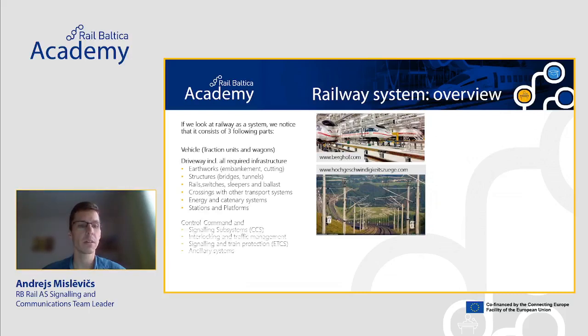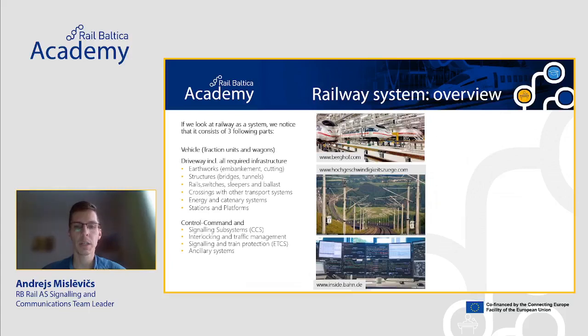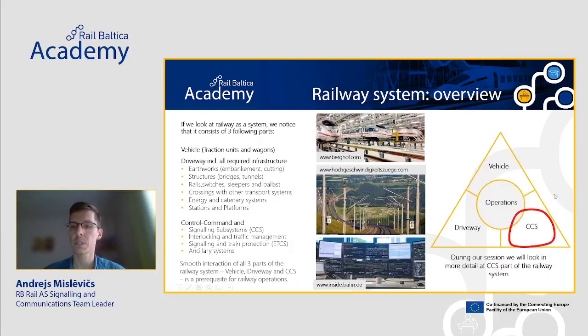And the third part is the control command and signaling, which we will discuss today in very detail. And this consists of interlocking and traffic management, signaling and train protection, and supporting systems. It is important that all these three parts are interacting: vehicle, driveway, and CCS, and these are a prerequisite for railway operations. On the right side, you see that for operations, all three parts are needed, and in today's session, we will look at the part which is called CCS.